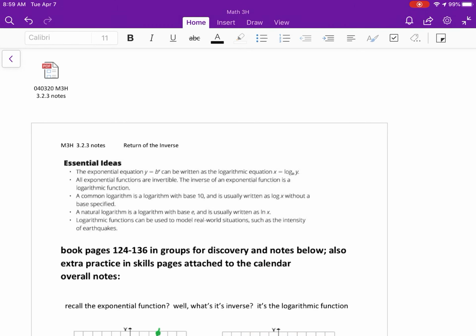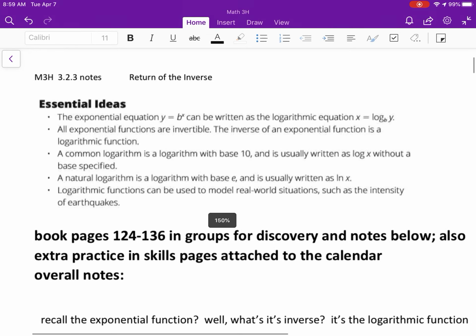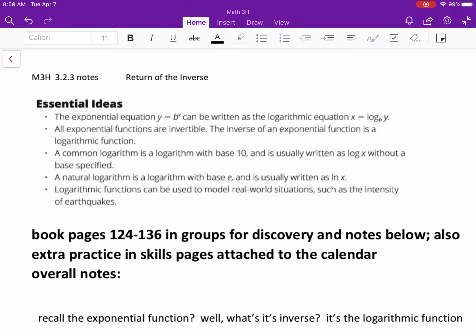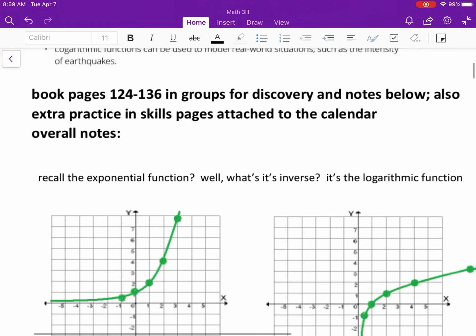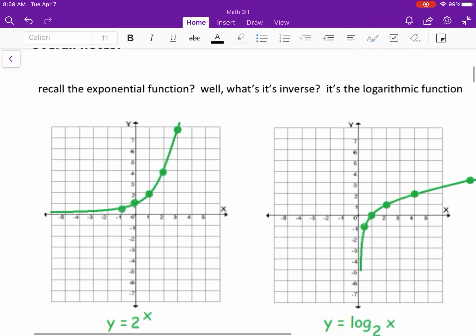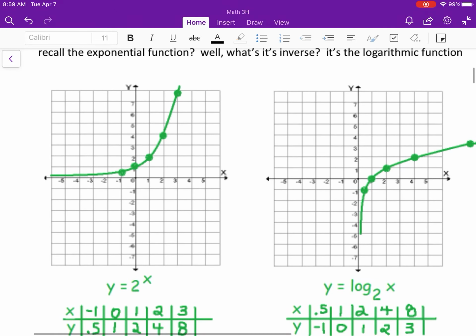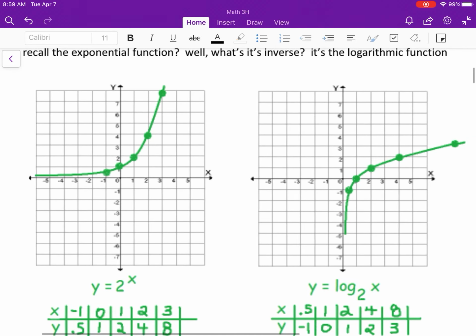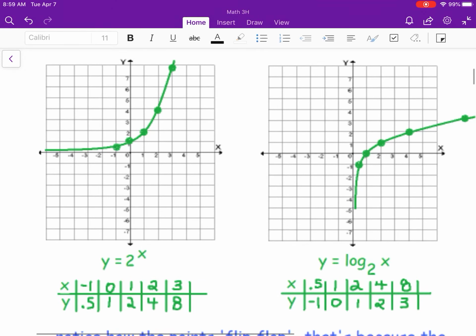Okay, so if you look at your 3.2.3 notes, it's called the return of the inverse. Them and their tricky little titles. All we're going to be basically doing here is taking y equals ab to the x, and we're going to be doing its inverse. So if you take a look, the first graph is y equals 2 to the x, and I gave you a bunch of points.